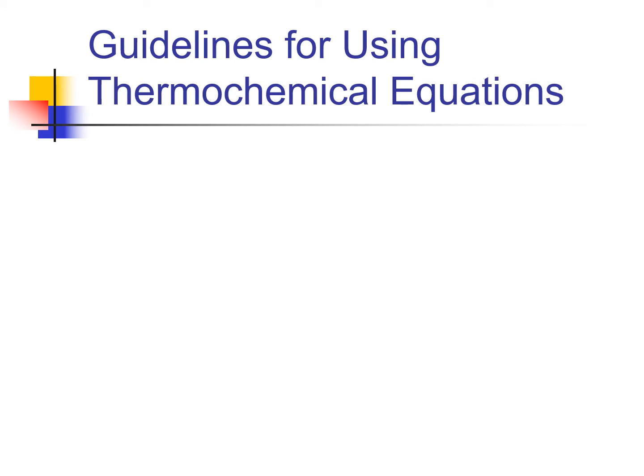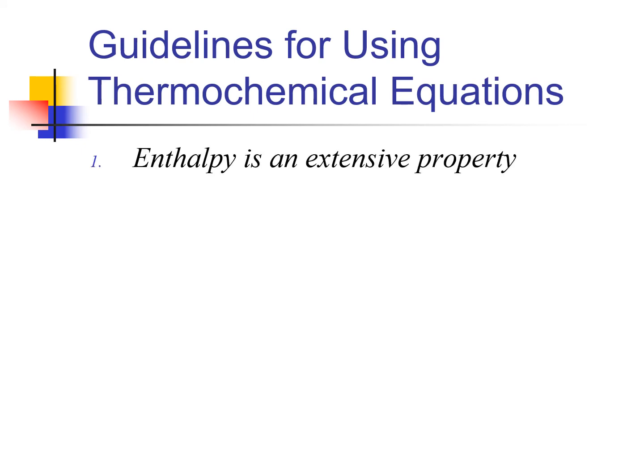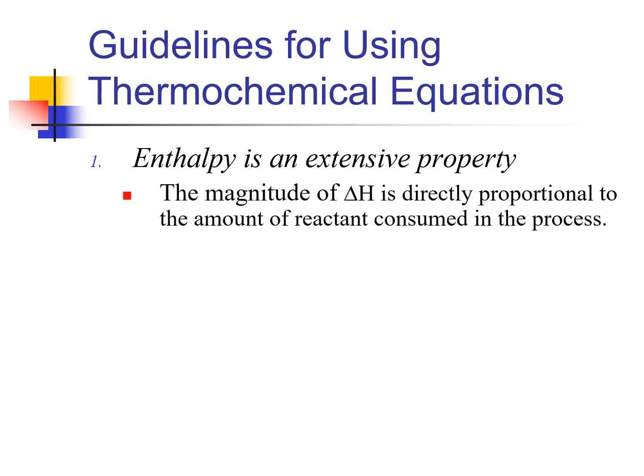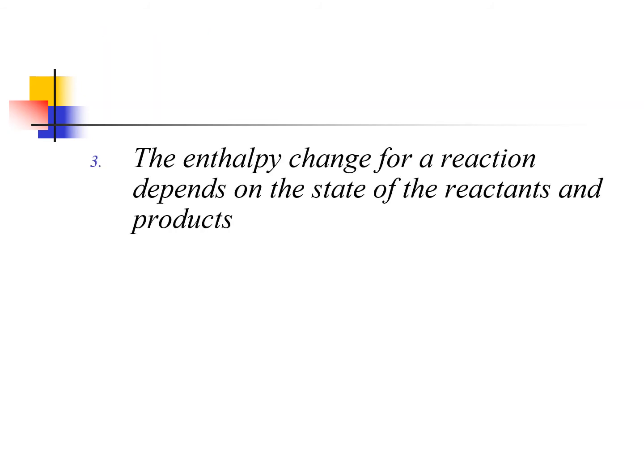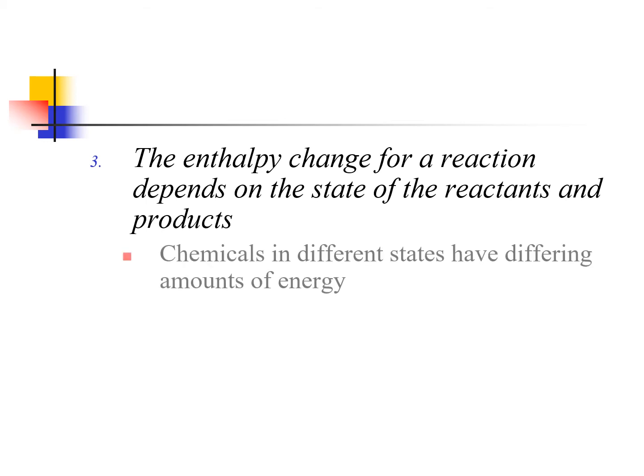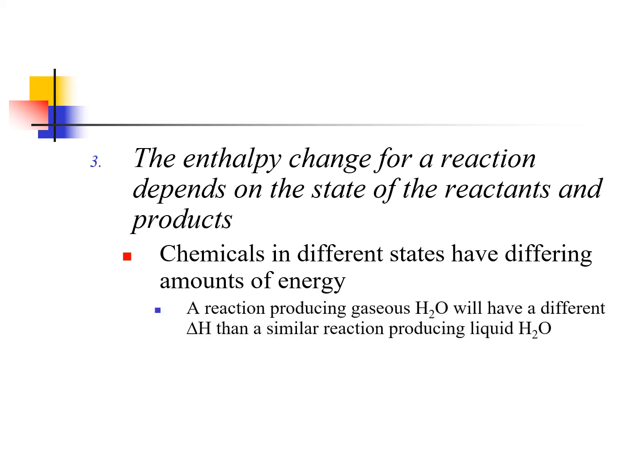Now, to do this, we have to recognize a few guidelines first. One, enthalpy is what we call an extensive property. This means that the magnitude of delta H is directly proportional to the amount of reactant. In other words, more reactant, more heat. We double the reactant, double the heat. Simple as that. If we reverse a reaction, we reverse the heat sign. So if the forward reaction as written is positive, endothermic, the reverse of that reaction would be negative, exothermic. And finally, state matters hugely. Chemicals in different states have differing amounts of energy, so you must pay attention. You must write down states of matter. Vitally important in this.